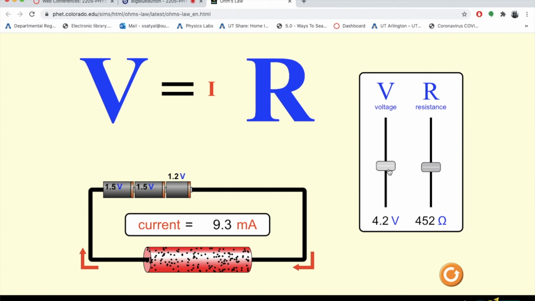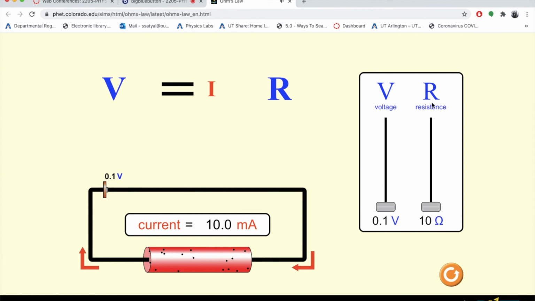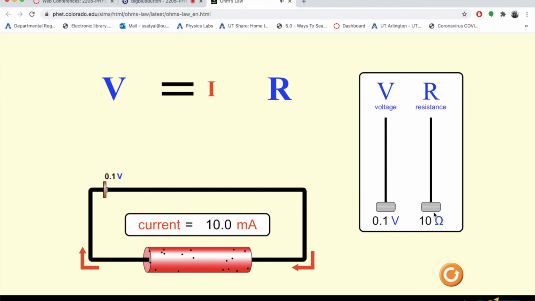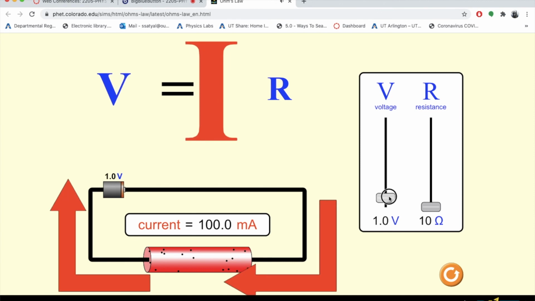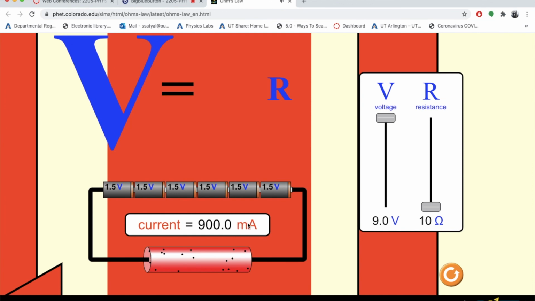So again, as I explained in the theory part earlier, your current depends on the voltage and resistance, right? So here you can see the current value change as I change the voltage. So here is the minimum voltage, and I'm going to reduce my resistance to 10 ohm only, so that's the least resistance I'm providing. So as I increase the voltage, for the lowest resistance value, current significantly increases from 10 milliamp, it goes as high as 900 milliamp.